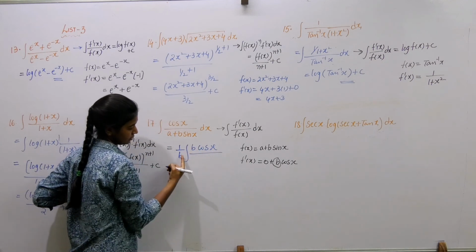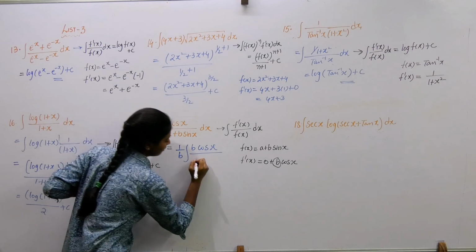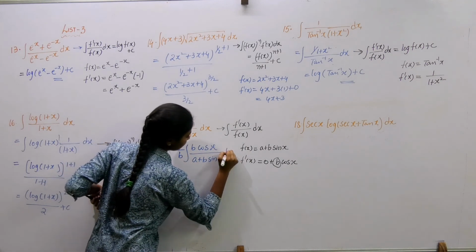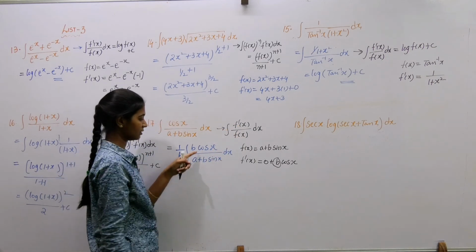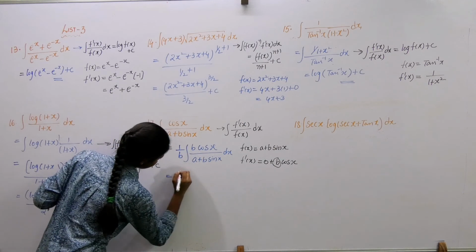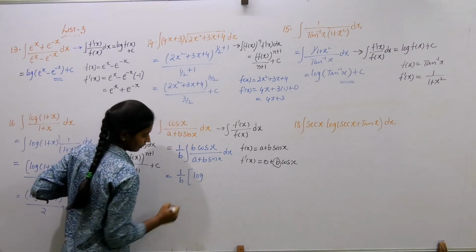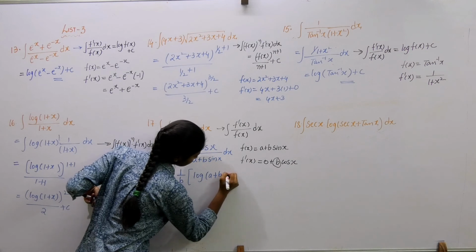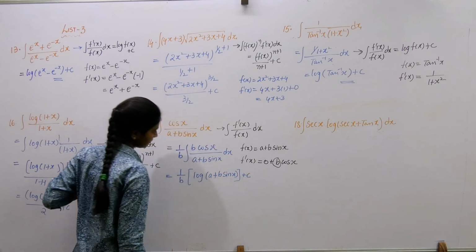b gets cancelled. So we can write it like this: b into cos x by a plus b sin x dx. Now this is in the form of integral f dash of x by f of x. It is equal to 1 by b into, the formula is log of f of x. Log of f of x is a plus b sin x plus c.